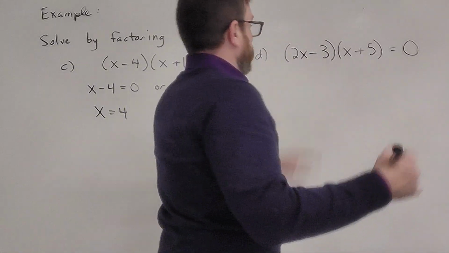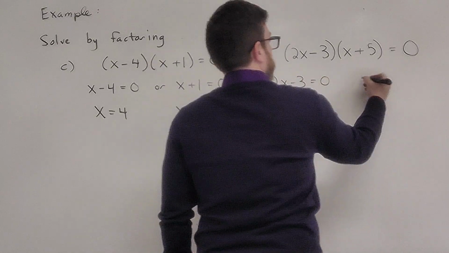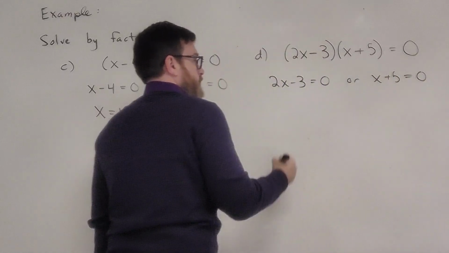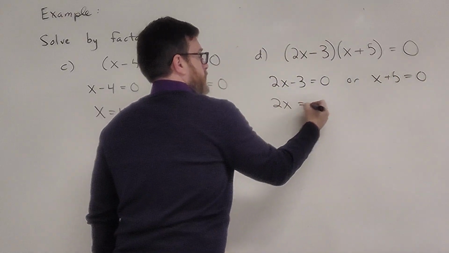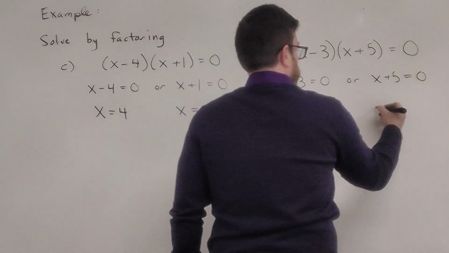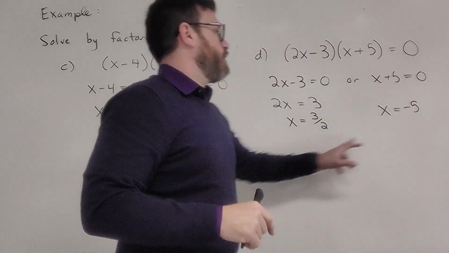For here, again, it's already been factored. So the first factor equal to 0, second factor equal to 0, and then we solve for x in both cases. So 2x is equal to 3, so x is equal to 3/2, and in this case, x is equal to -5. So our solutions are 3/2 or -5 or both.